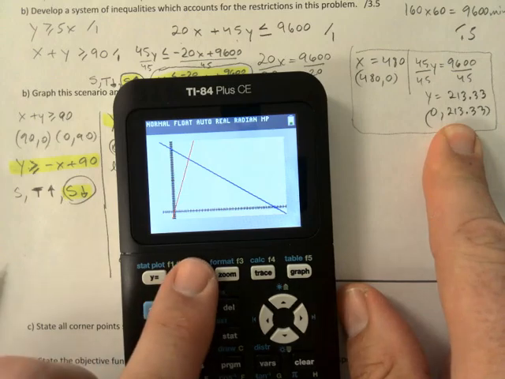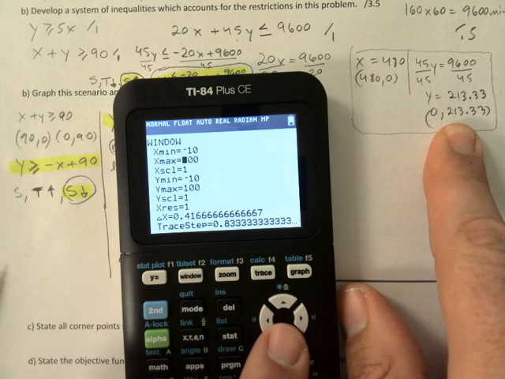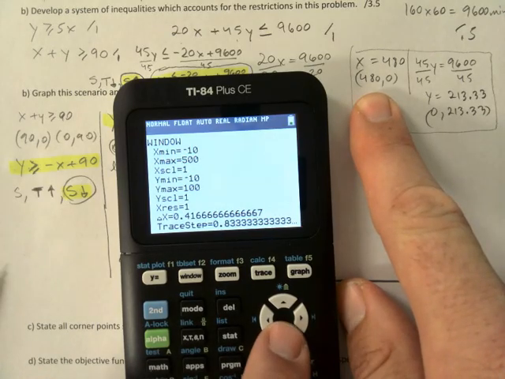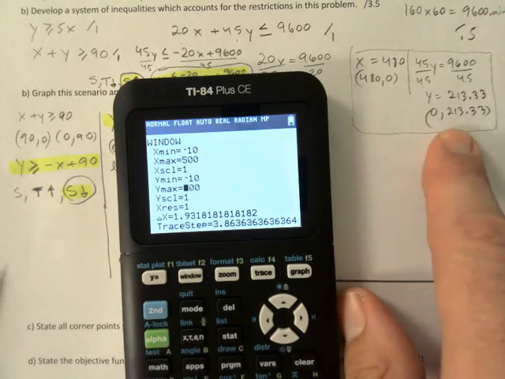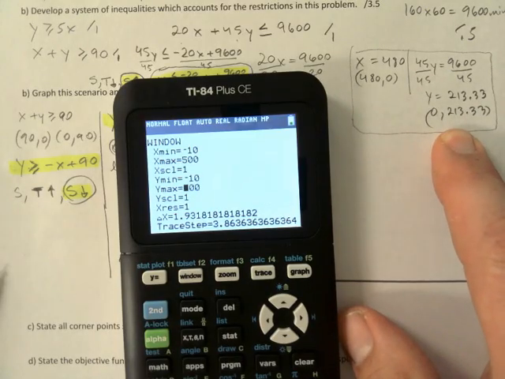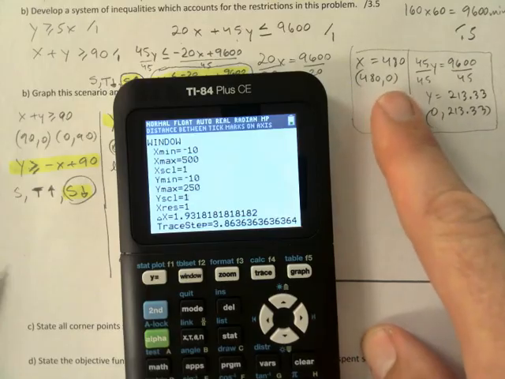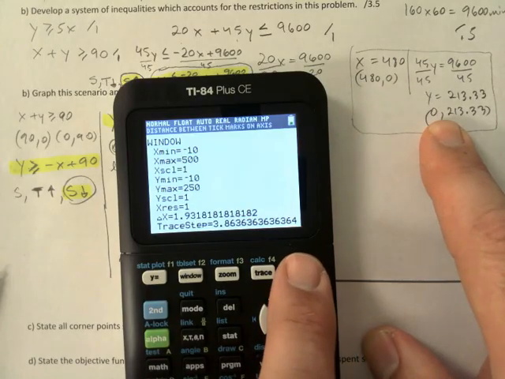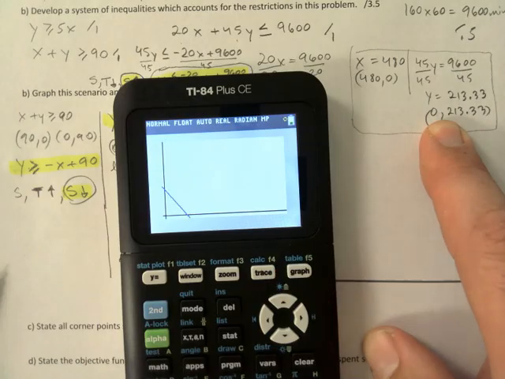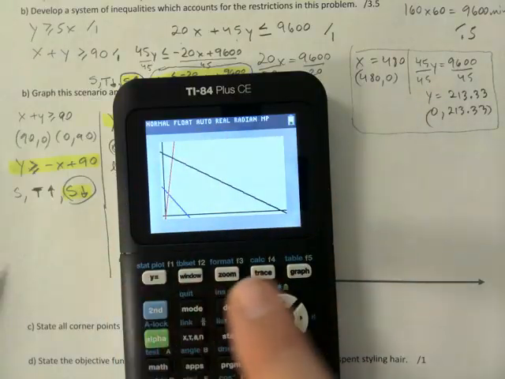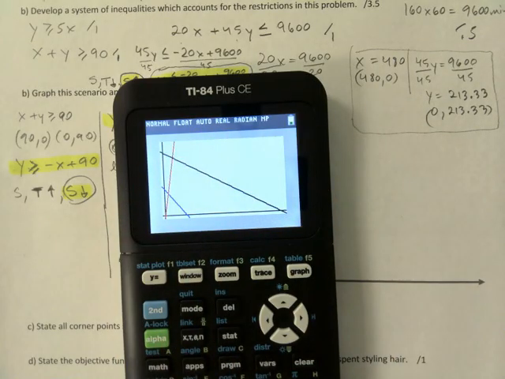So let's go back to our window. My x max, I'm going to change it to 500. And my y max, I'm going to change it to 250, let's say. So this came into play here, so I have to change my window again. Let's give it a graph. And so that's what it's supposed to look like. Okay, that's what I'm aiming for.